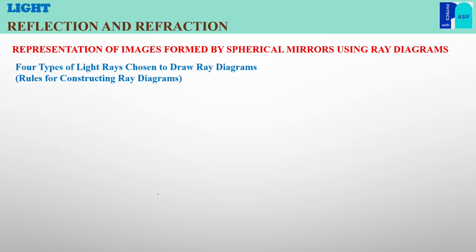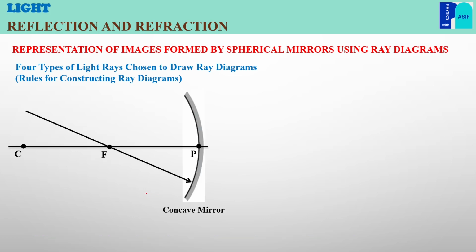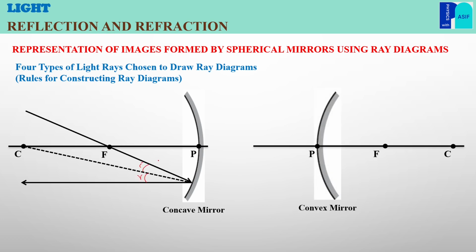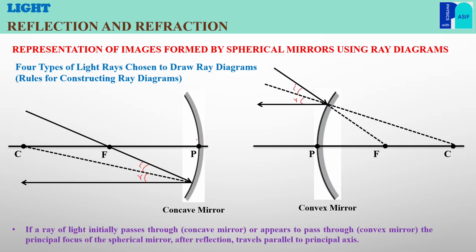Now we go for the second light ray. In this case, if the light ray is passing through the principal focus initially, then after reflection it goes parallel to the principal axis. And in the case of the convex mirror, if a light ray appears to pass through the principal focus of a convex mirror, then after reflection it goes parallel to the principal axis. The conclusion is, if a light ray initially passes through or appears to pass through the principal focus of a spherical mirror, after reflection it travels parallel to the principal axis.